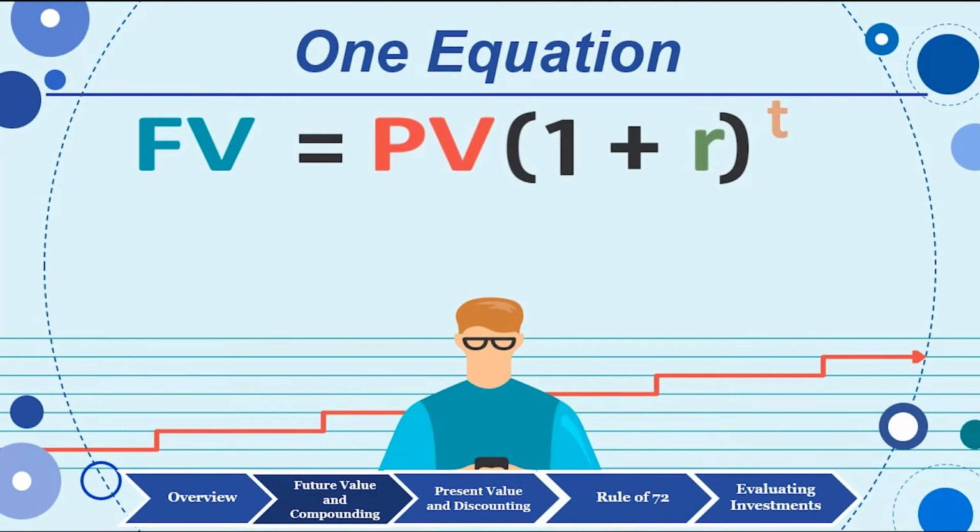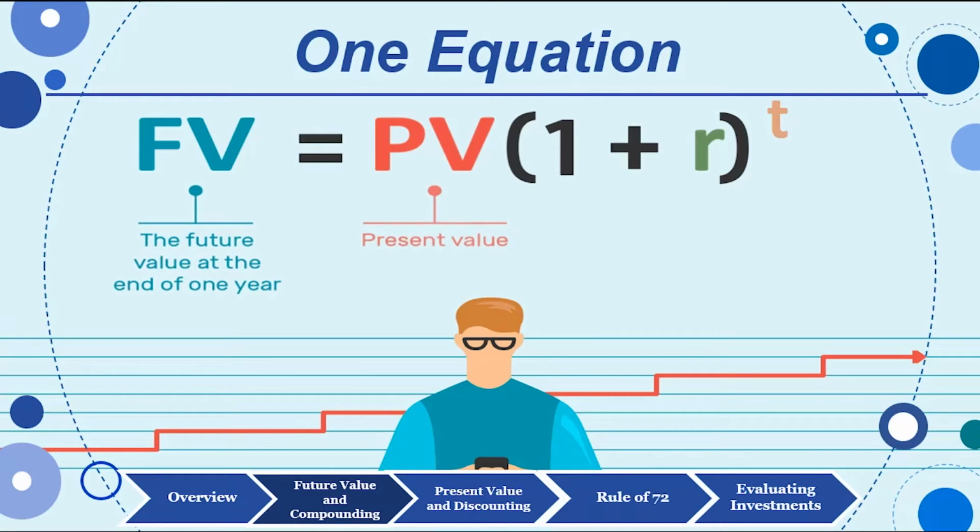Again, one formula, we'll call this a golden formula in Chapter 5. Future value equals present value times 1 plus r to the t. As I said before, there are 4 variables on both sides of this equation, and you need any 3 to be plugged in to calculate the 4th, as we demonstrated a minute ago.